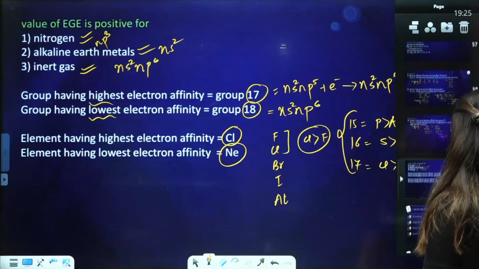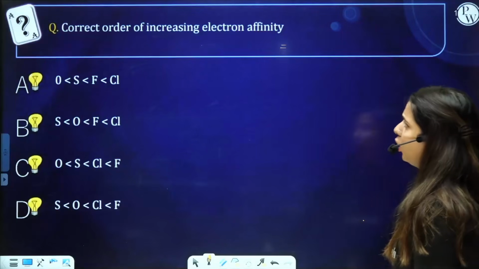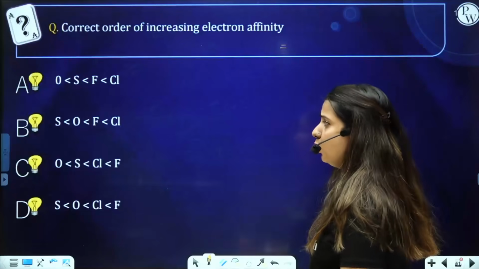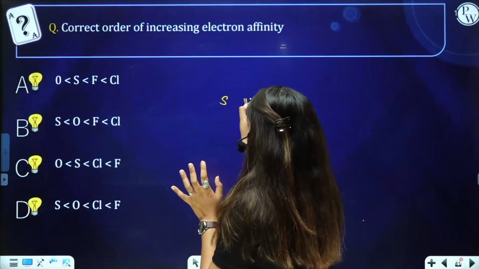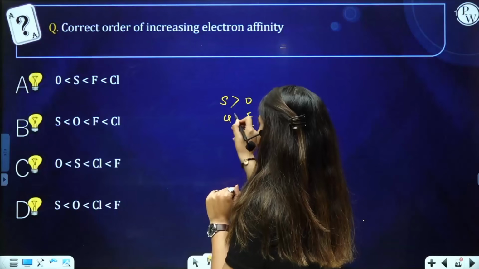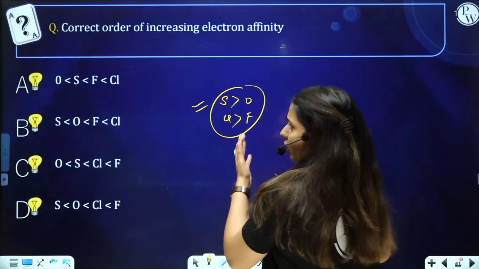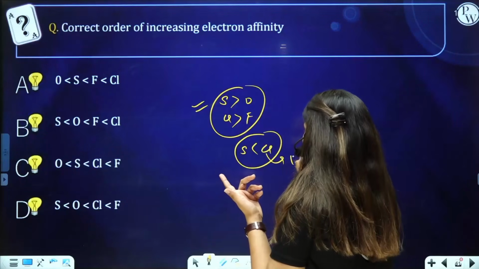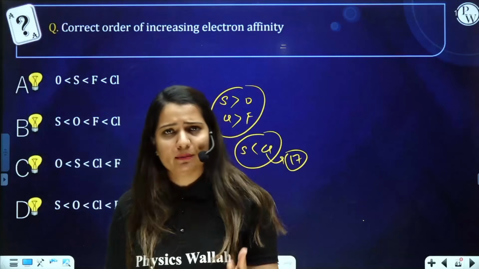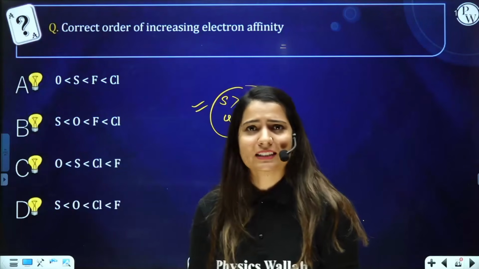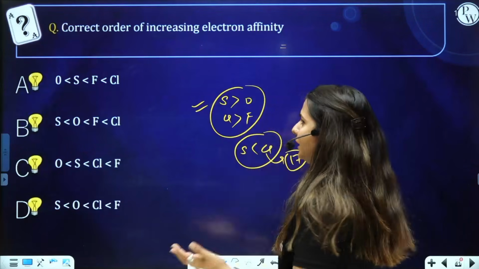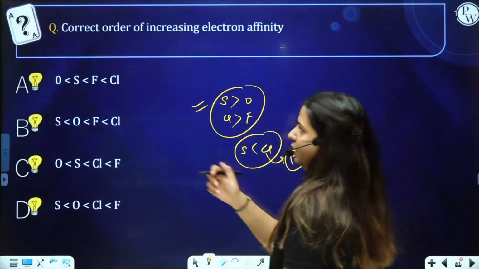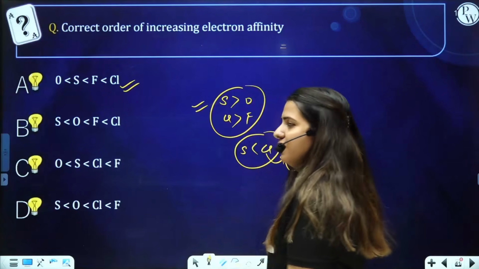Next we have a question. Write the correct order of increasing electron affinity. You know that between sulfur and oxygen, sulfur has more. Between chlorine and fluorine, chlorine has more. So just pick up this order. And between sulfur and chlorine, chlorine has more, because chlorine is in group 17 and is the element with the maximum electron affinity in the whole periodic table. So there is no exception, no question even. So chlorine first, then fluorine, then sulfur and then oxygen. So option number one will be the answer.